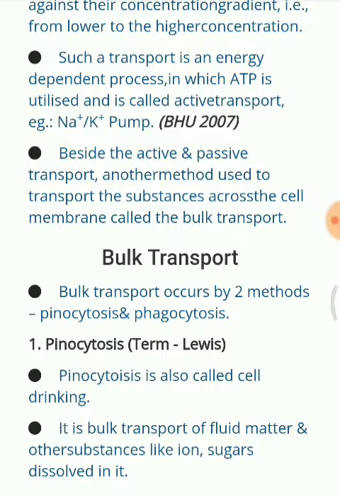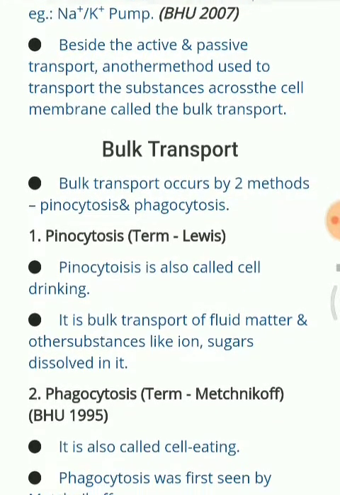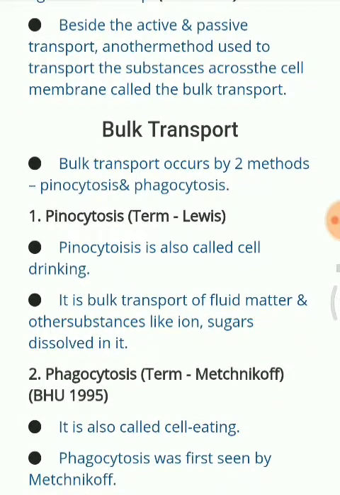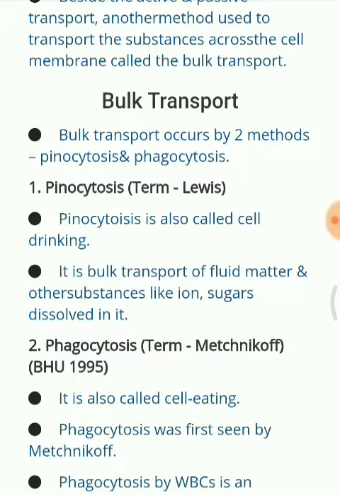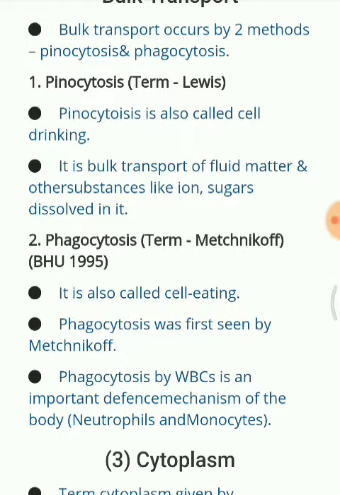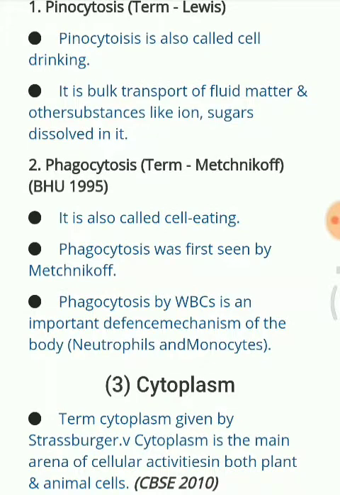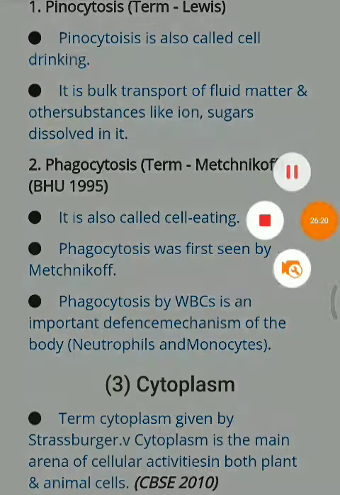Besides the active and passive transport, another method used to transport substances across the cell membrane is called bulk transport. Bulk transport occurs in two methods: pinocytosis and phagocytosis. Pinocytosis, term by Lewis, is also called cell drinking. It is bulk transport of fluid matter and other substances like ions and sugars dissolved in it. Phagocytosis, term by Metchnikoff, is also called cell eating. Phagocytosis was first seen by Metchnikoff. Phagocytosis by WBC is an important defense mechanism of the body, by neutrophils and monocytes.